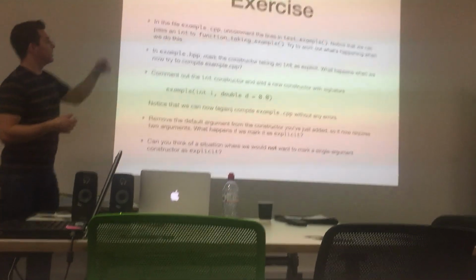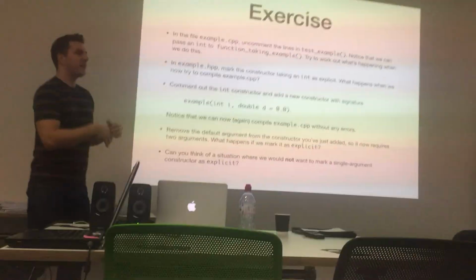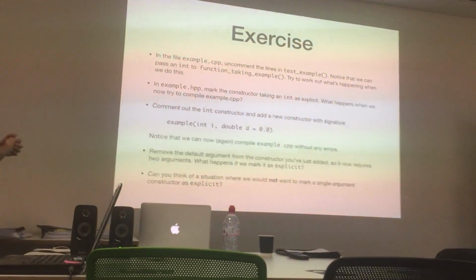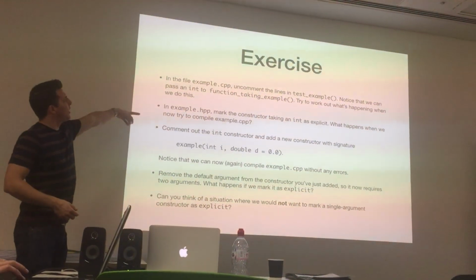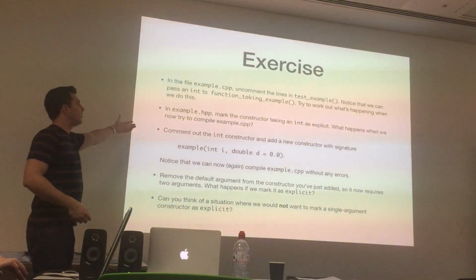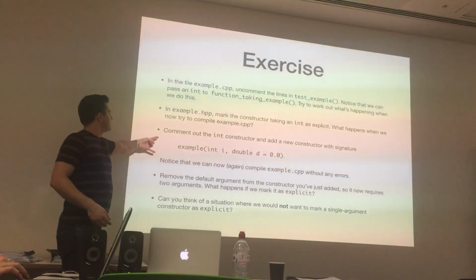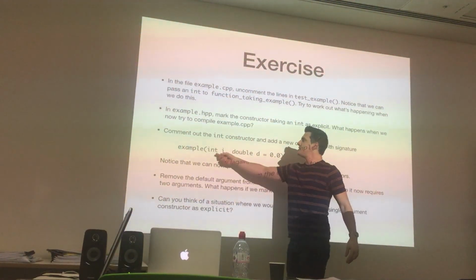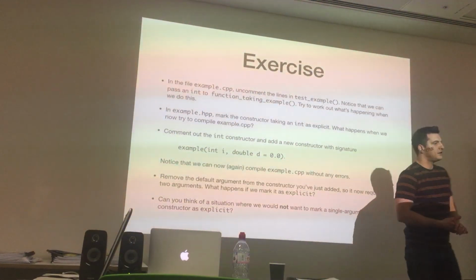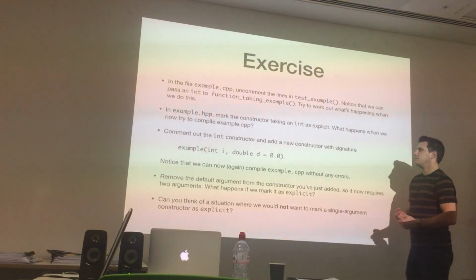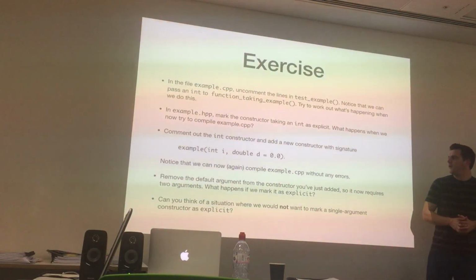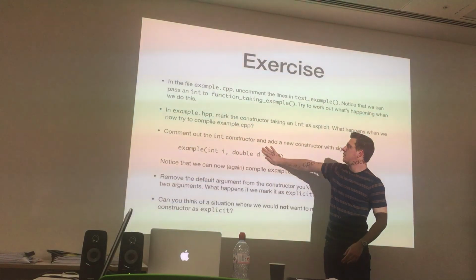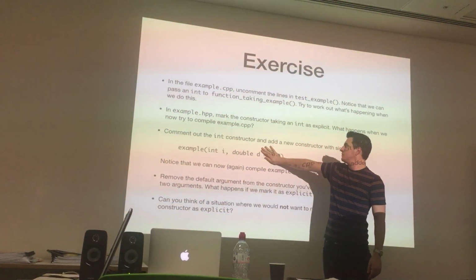So that was the point of trying to work out what's happening. We're getting a temporary variable created. So if we mark it as explicit, what happens? Well, we've already said we get an error. The point of this was just to demonstrate that if we have default arguments, we can still get an implicit conversion through this one. If we remove the default argument, we now can't get an implicit conversion.